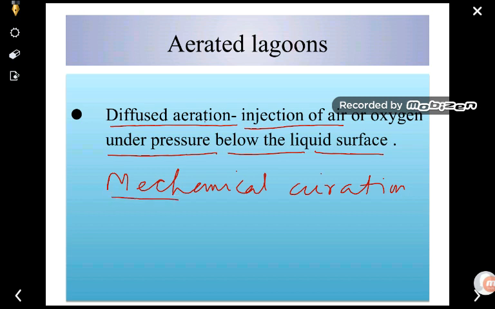So tomorrow we are going to see the aerated lagoons topic in depth.